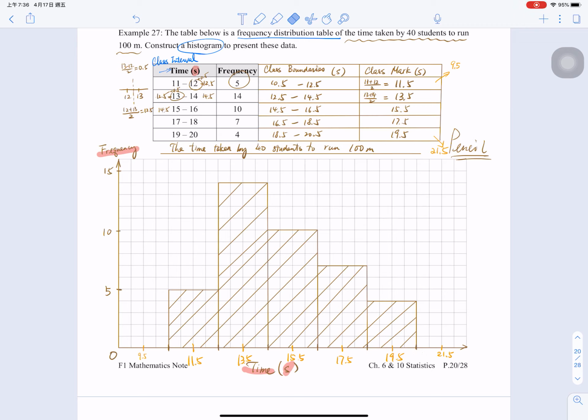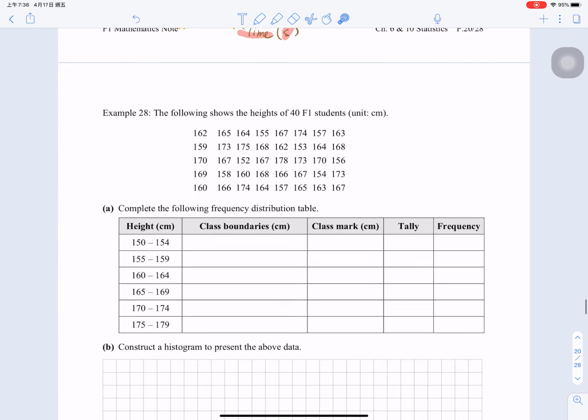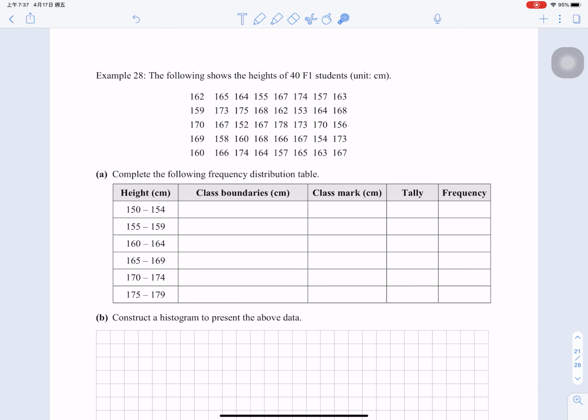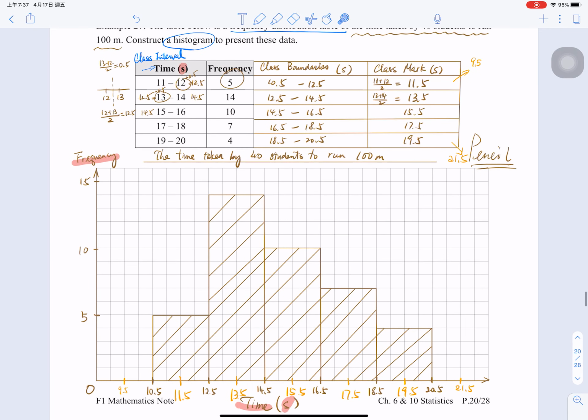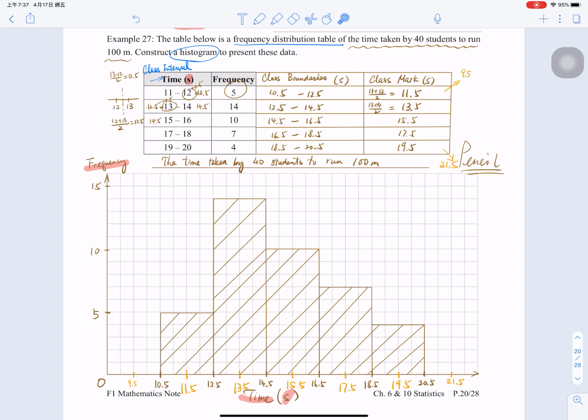Some kinds of histogram use the class mark to represent the horizontal axis. Okay? Actually, both of them can be used, but it's easy for you to use class boundaries first, right? So this one, maybe you can use it first. Okay, so next question, example 28. You can try by yourself first. Okay, later on we check it all together. Hope you understand how to draw this diagram, the histogram.